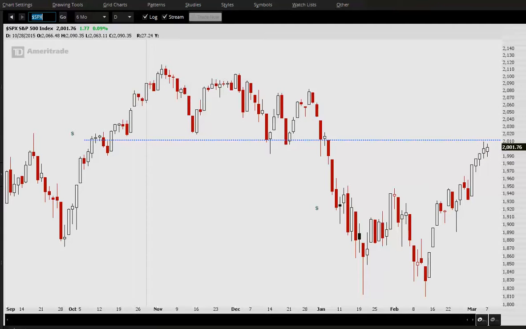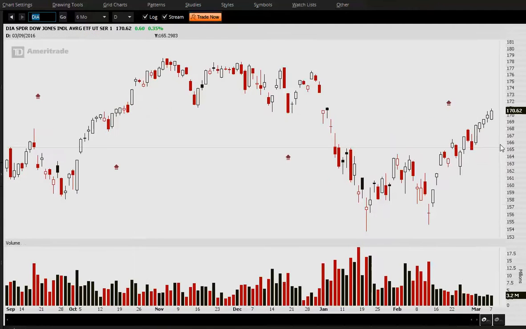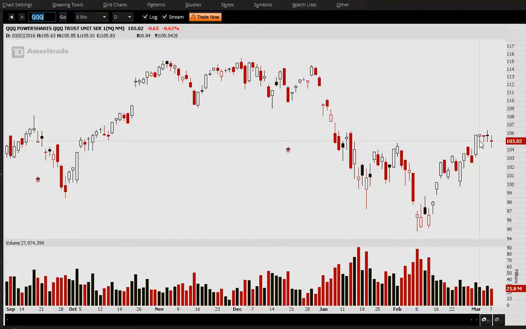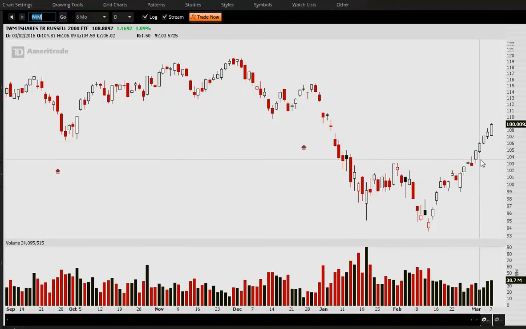Now, interestingly enough, if we go to the Dow, we broke yesterday's or Friday's high, but again, pretty low volume. And the more interesting charts are the Nasdaq and the Russell. Nasdaq had a bull flag, if you will, and then the Russell, of all things, new highs every single day.